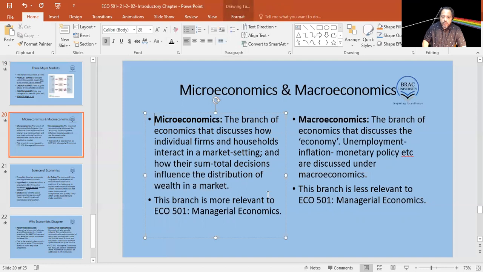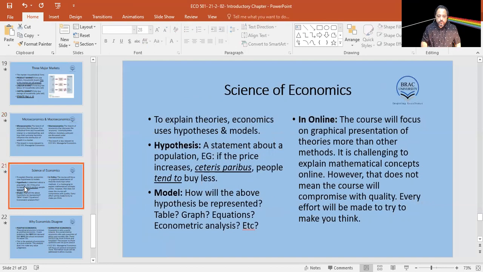So the summary of this particular slide is that we are going to look at microeconomics almost 99.9% of the time, and we're not going to look at macroeconomics. Now, the next concept that we want to introduce is the science of economics. What tools are we going to use?